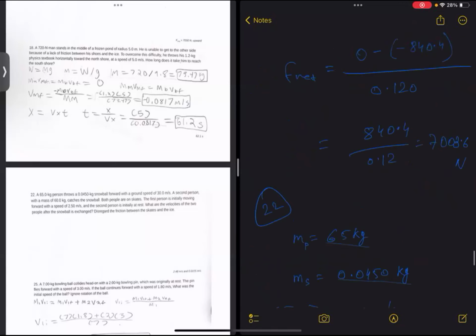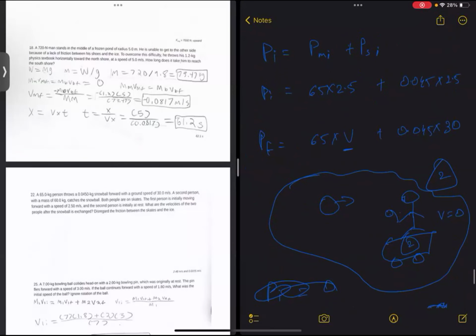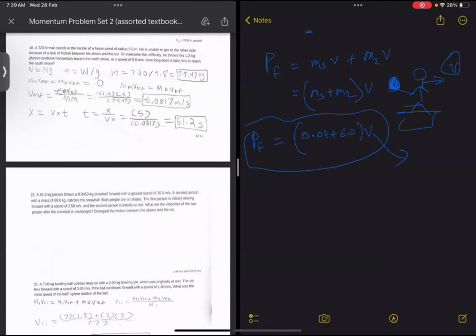So we have selected two systems. In the first, we considered the first person and snowball. In the second scenario, we considered the snowball and the second person. Why have we considered the snowball and person as the system in both scenarios? Because then the force by the ball on the man and by the man on the ball becomes internal forces, so no external force is active, and you can apply the law of conservation of linear momentum. Is that making sense?